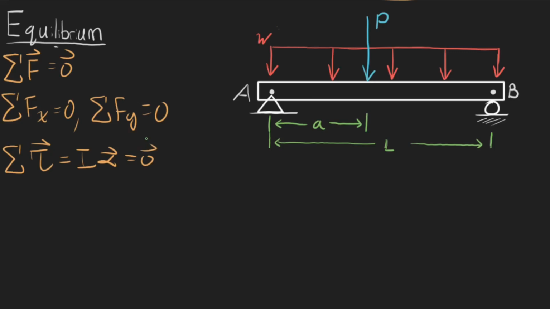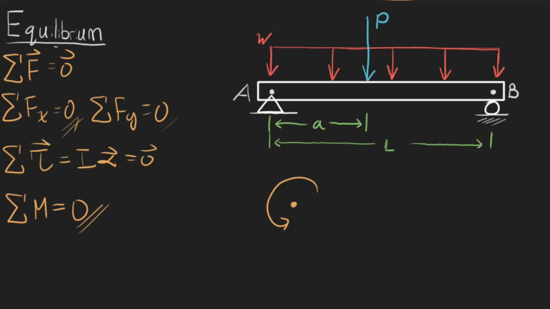In the case of 2 dimensions here, we only have one rotation to worry about, and that's around this out-of-the-page axis like this. So we can go ahead and say that the sum of, I think we usually use M for moments, has to equal 0. And so this right here gives us 1, 2, 3 equations that we can use in 2 dimensions, at least.